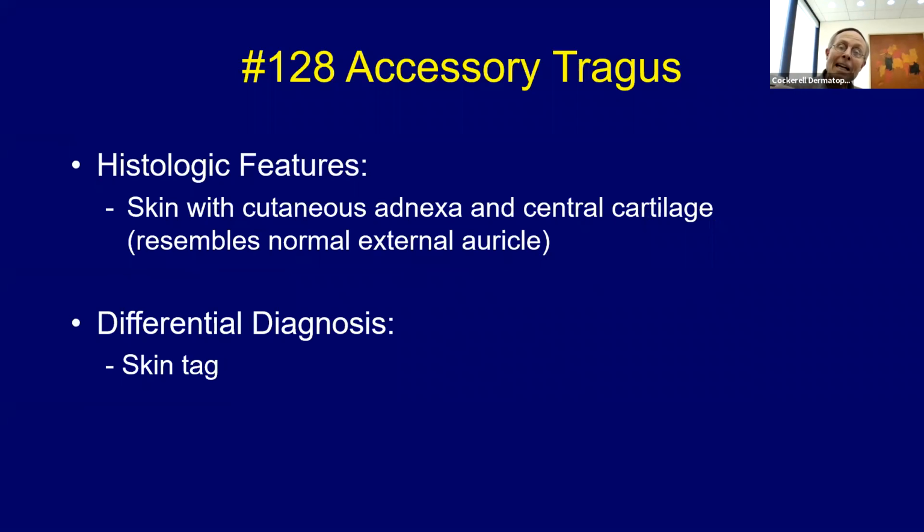It looks like a skin tag. It's got a lot of fat in there. It's got these little miniaturized cutaneous adnexal structures. And then if you get lucky, you'll see the cartilage in it. And if you see it like this, it's pretty straightforward. So hopefully nobody had any trouble with this thing.